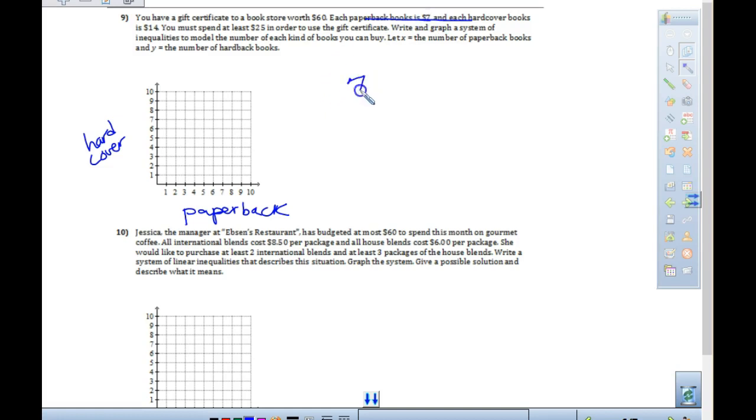be more like 7x plus 14y, and the amount of money we have to spend is what? We have to spend at least 25, so we could say it has to be greater than or equal to 25. What's our other equation going to look like? It's going to be pretty much the same, except it's going to be less than or equal to 60. But this is still going to be standard form.